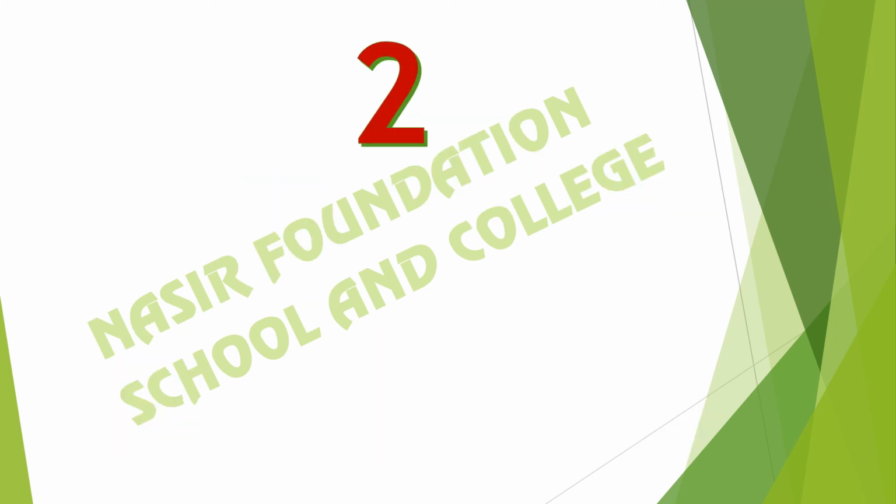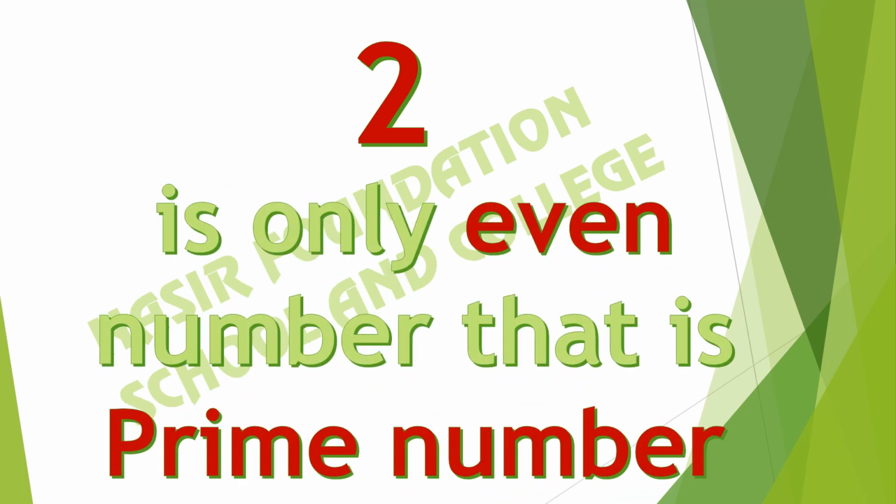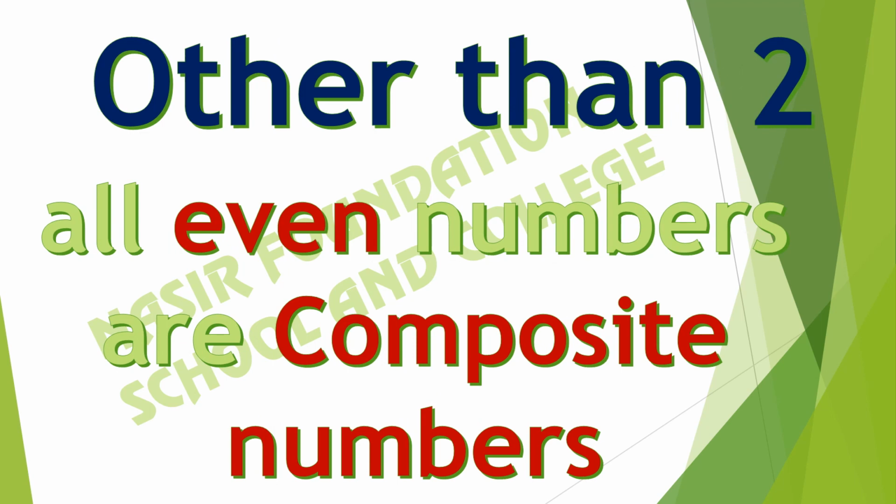2. Is 2 a prime number or composite number? 2 is the only even number that is a prime number. Other than 2, all even numbers are composite numbers because all other even numbers have 2 as a factor. We can divide all other even numbers by 2. So, other than 2, all even numbers are composite numbers.